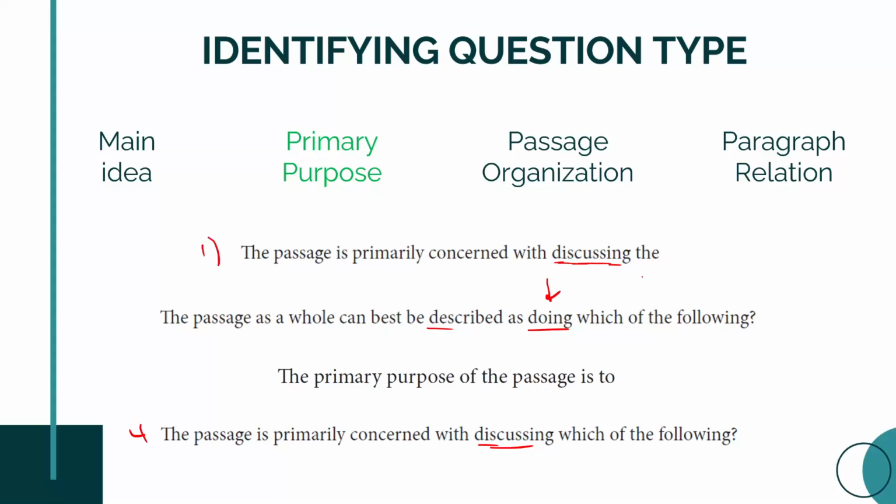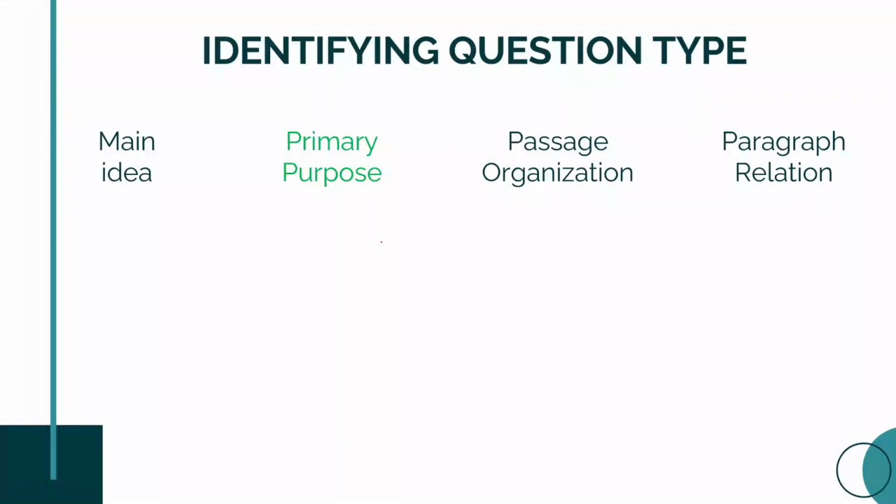If you want to categorize these as main idea questions because the verb is already given, that's okay. I'm still going to categorize them as primary purpose questions because, again, the emphasis is on what the author is doing here. Okay, let's go ahead and move on to a couple of other caveats with primary purpose.